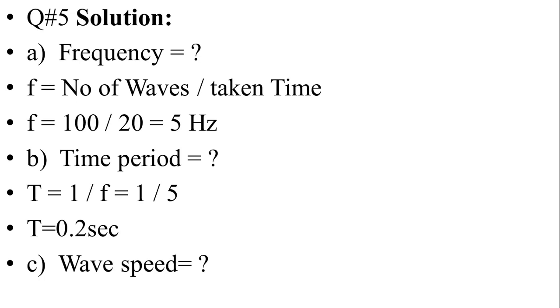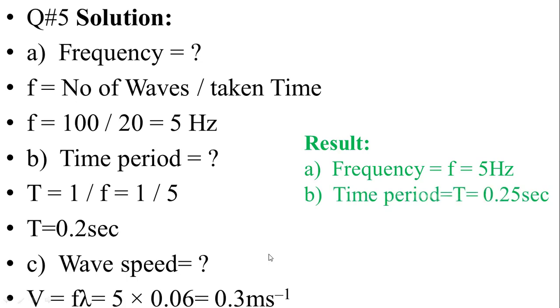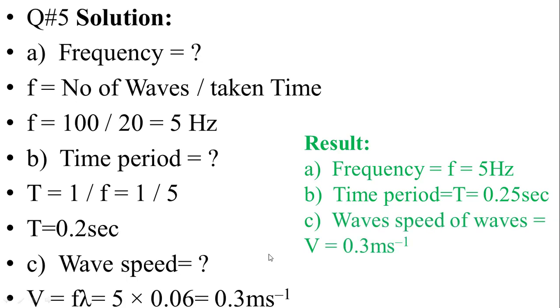Now we find the wave speed v is equal to f lambda. The value of f is 5 and lambda is 0.06. Then 5 multiplied by 0.06 is equal to 0.3 meter per second. Result: frequency f is equal to 5 hertz and time period T is equal to 0.2 seconds and wave speed v is equal to 0.3 meter per second.